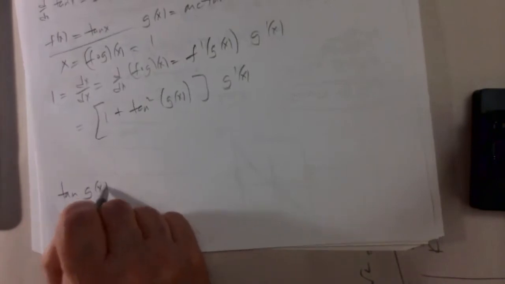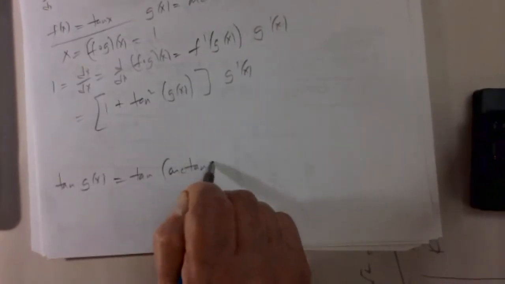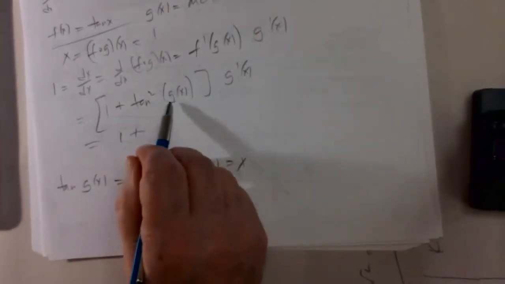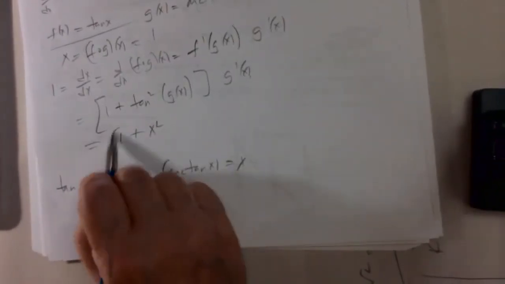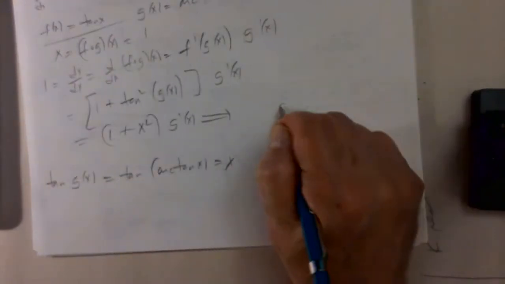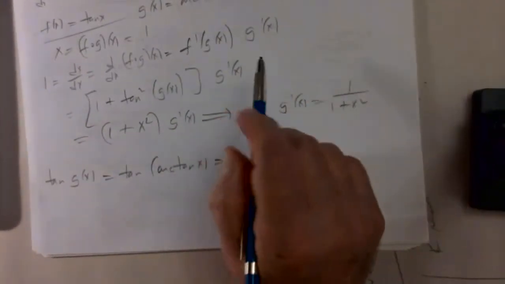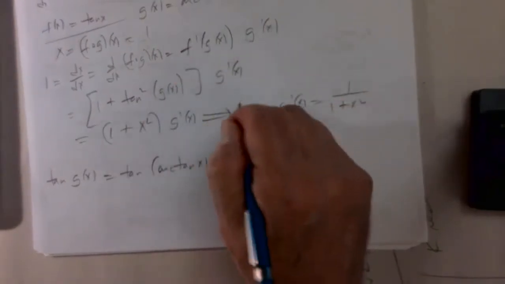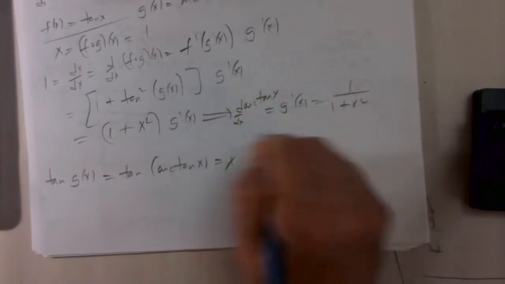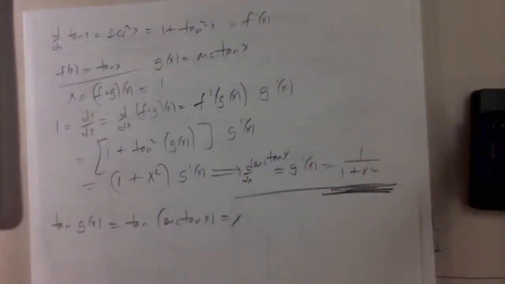What is the tangent of g of x? This is the tangent of the arctangent of x, that's x. So this is equal to 1 plus tangent of g of x all squared, 1 plus x squared, times g prime of x. So this means that g prime of x is 1 over 1 plus x squared. G prime is the derivative of the arctangent of x. And that's what we needed to find.